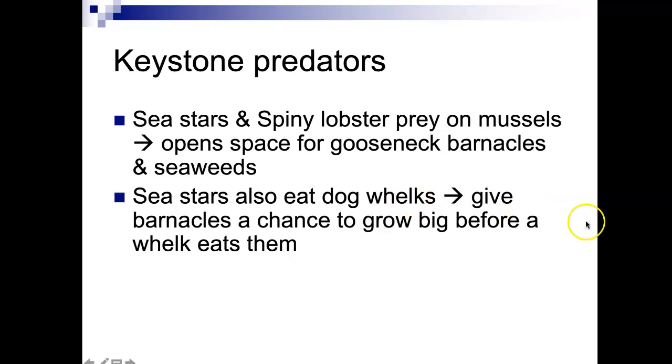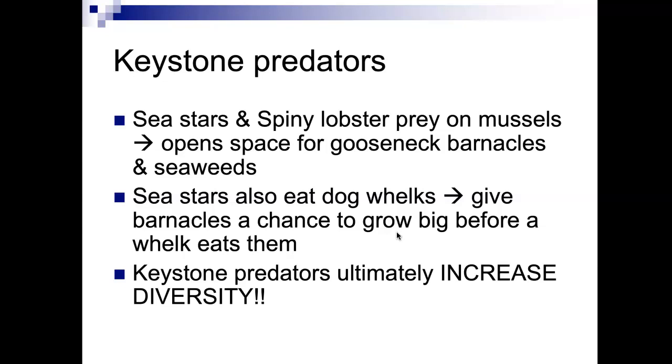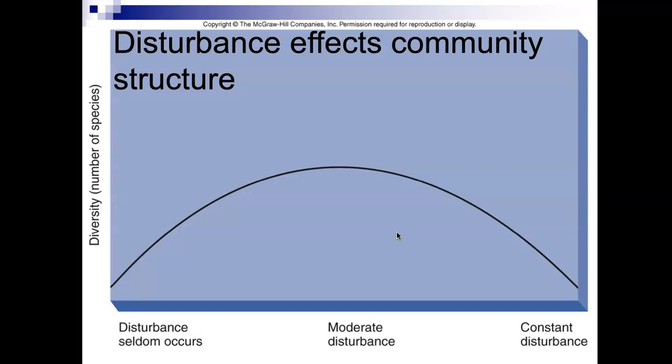So sea stars also eat dog whelks, and dog whelks feed on barnacles. So this gives barnacles a chance to grow big before a whelk actually eats them. This really adds to the fact that sea stars are these keystone predators. So the big key takeaway from this is that keystone predators ultimately are going to increase our biodiversity in this area. And so this plays into what we call our moderate disturbance hypothesis.